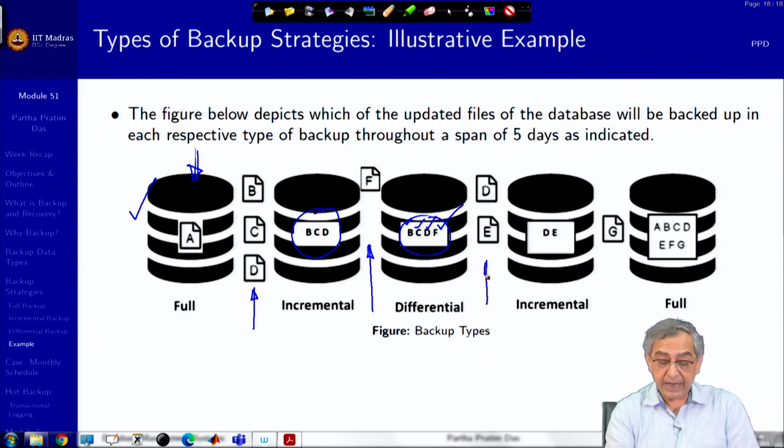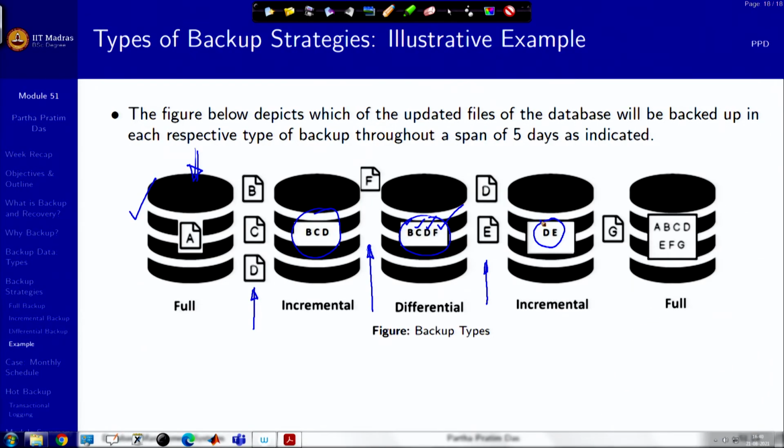After that, D and E have changed. So, you do incremental over D, E, because you are doing it with respect to the last differential backup. Then only G has changed, but since you are going to do a full backup, you do a backup of everything, not only G or only D, E, G, you do the full backup. So, this is the basic strategy, and you have to find out your time resolution, your cyclicity, what kind of cycles you want, but this is just conceptualized over a span of 5 days. This is how your backups could be strategized.